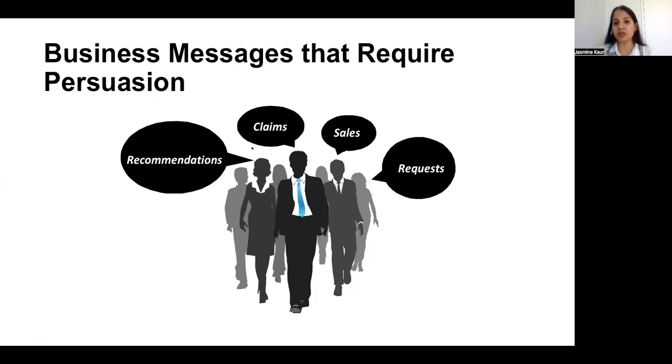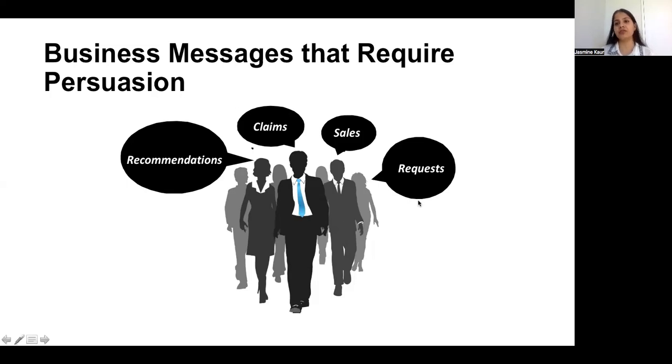So a number of business messages involve persuasion, through recommendations, sales, or claims. Let's say customers are not satisfied with the product and they claim a refund or a replacement, which also involves persuasion, wherein the customer persuades or convinces the company that something wrong has been done, some injustice has been done, that they have been given a defective product and they want to claim a refund.